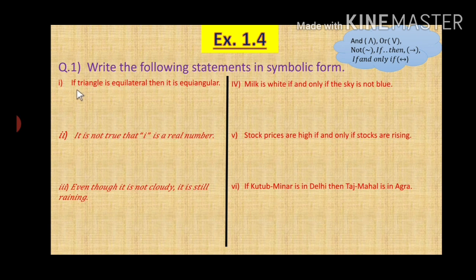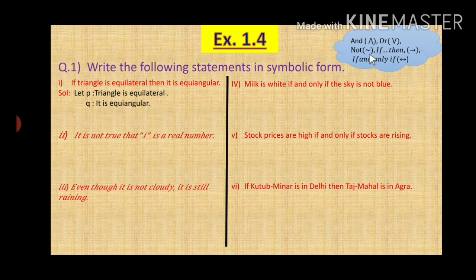Right? Let's start. See first one. If triangle is equilateral, then it is equiangular. Now there are two statements in this. Triangle is equilateral and second statement is it is equiangular. So what we can do is we can denote these two statements by alphabets P and Q. So we'll say let P be triangle is equilateral and let Q be it is equiangular. Fine. Now we have to join these statements P and Q by the symbol used for the connective if then.